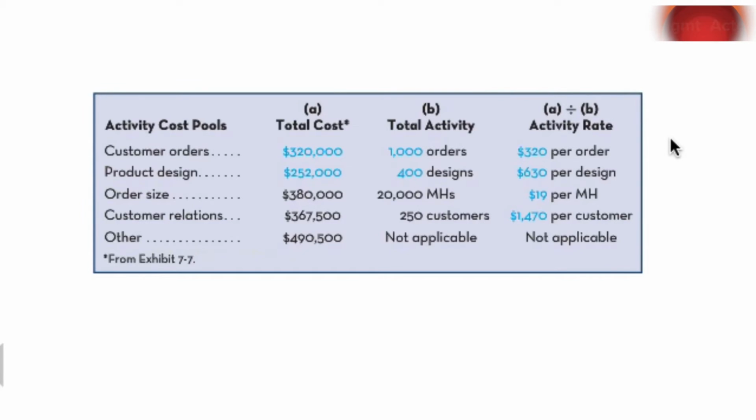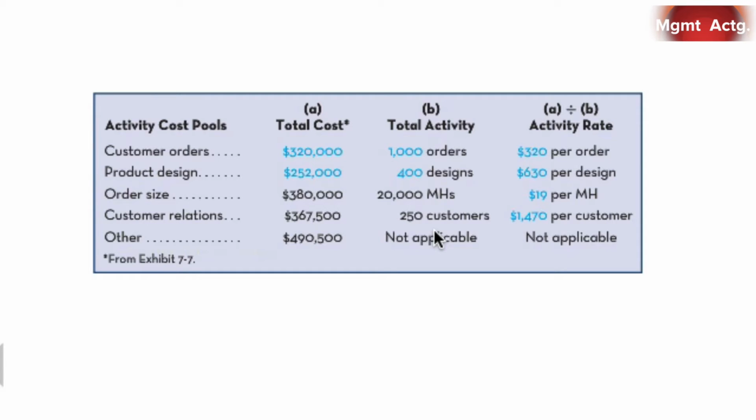Well, let's calculate our activity rates. We have assigned some of our overhead costs to activity cost pools at this point, and here are our totals for all of that work that we've done, first stage allocation. We now have to come up with an estimate of total activity, and that is what column B is. So the company estimates that it will receive 1,000 customer orders over the next year. It will design 400 products. It will incur 20,000 machine hours and deal with 250 customers. And then, of course, we have some costs that don't apply to any of these cost pools.